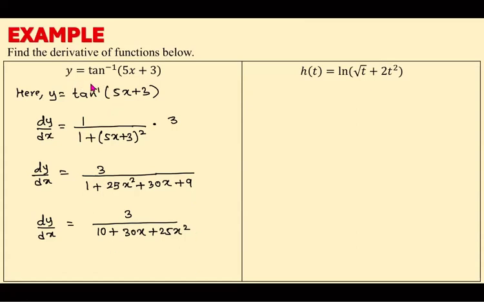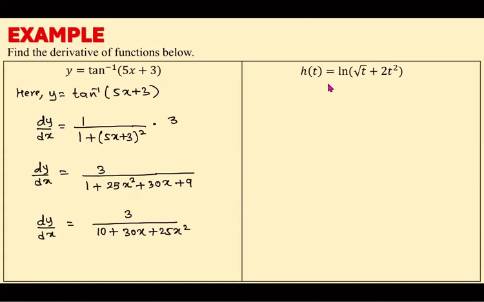Okay, so that's the first one. We got the derivative of an inverse trig function, the inverse tangent function, in the form of a composite function. We used the chain rule and the formula for tangent inverse. The derivative of tangent inverse is 1 over 1 plus x squared.